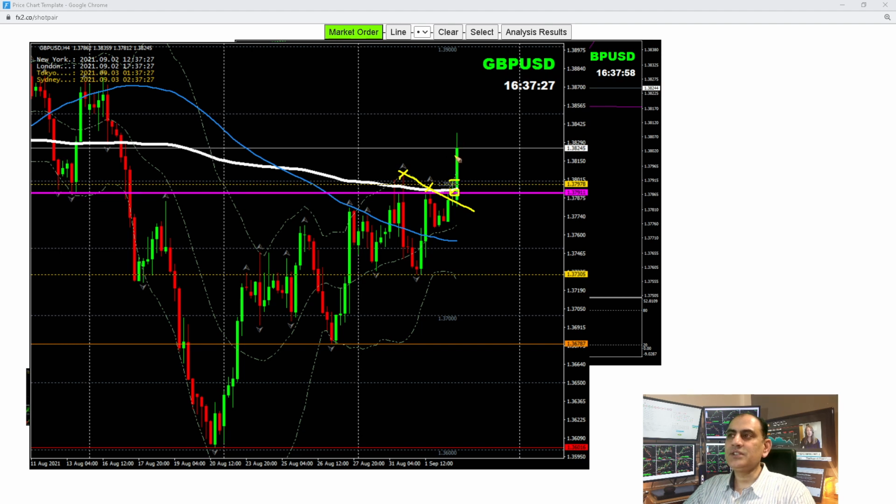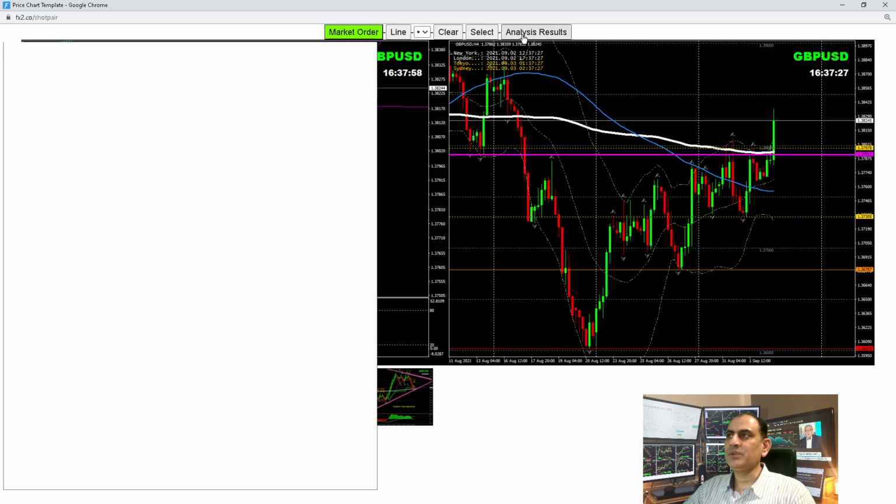And in the New York session, we had another breakout and pullback long trade here. And we banked beautiful pips as soon as the price hit this trend resistance line. Now let me share with you how I analyze intraday to refine this entry and help my traders to bank beautiful pips.